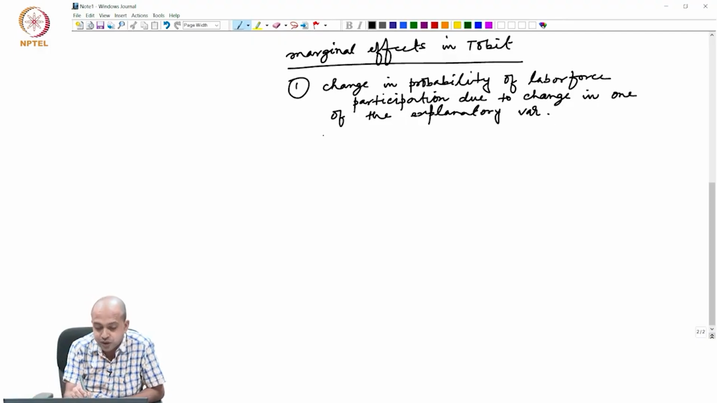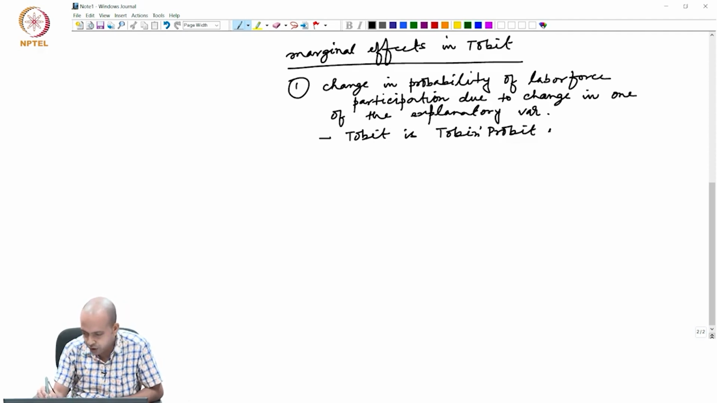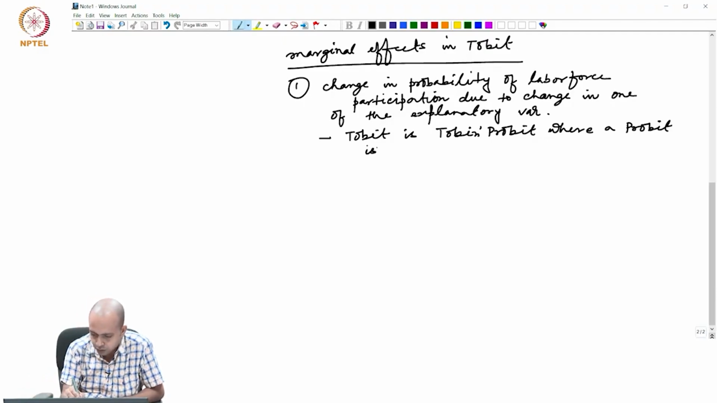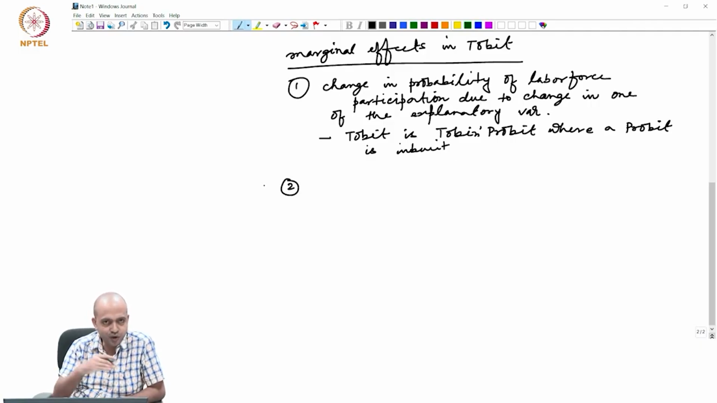And why are we able to do this? Because Tobit is basically Tobin's Probit, where a Probit is inbuilt. Right. And the second type of marginal effect is once you decide to participate in the labor force and we can actually observe.